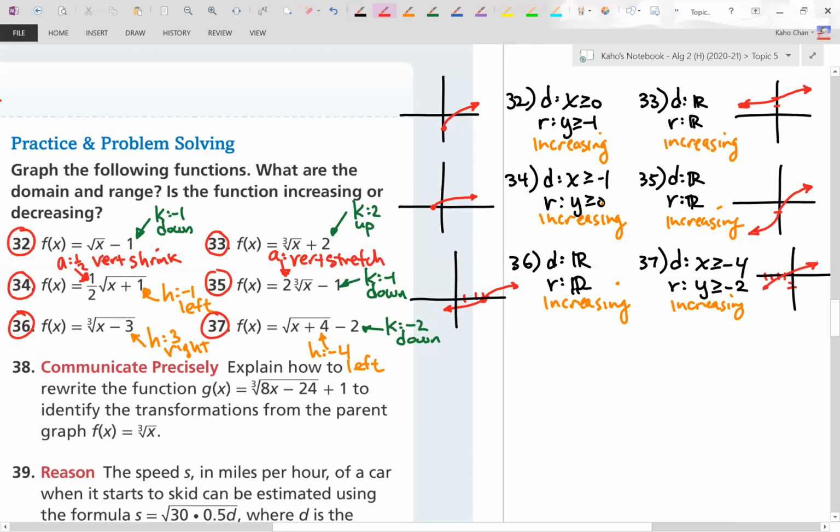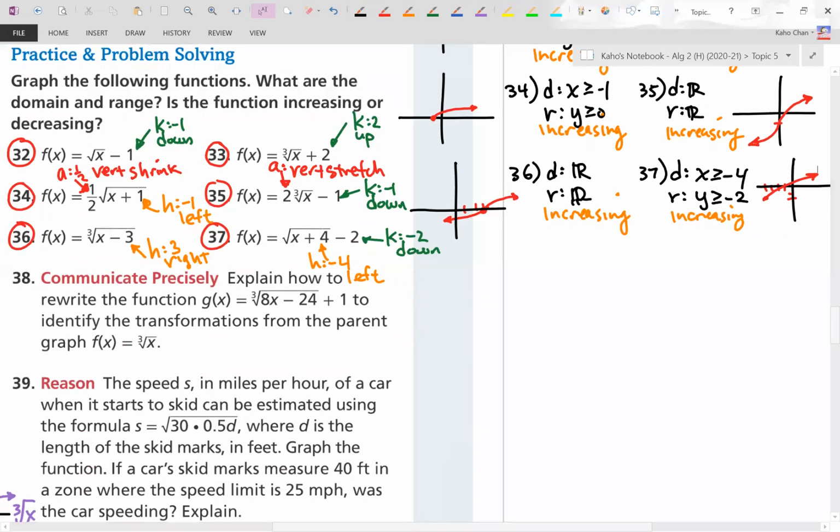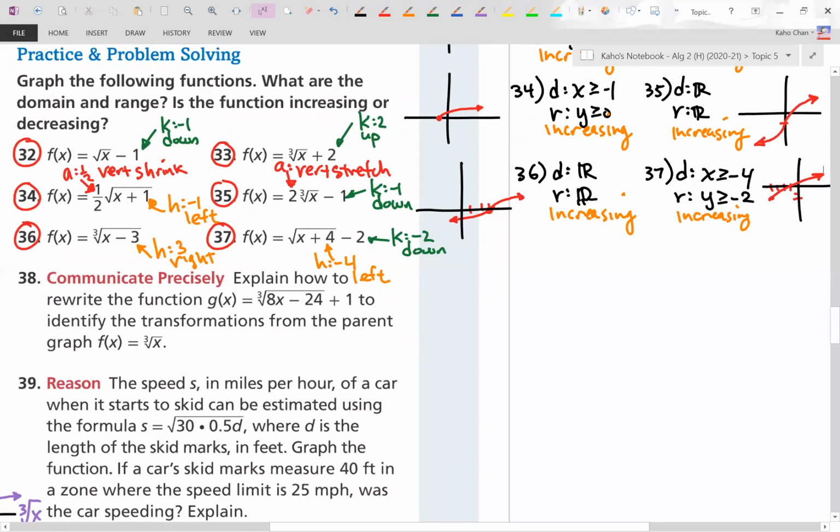Yay. All right. I looked at number 38, and I think I need to talk about it. 38 is not in a form that is easily recognizable. So what I'm going to do is manipulate the 8 that's inside. 8, fortunately, can divide into 24 as well. So watch what I do. I'm going to factor out an 8 from that binomial inside there. I get x minus 3.